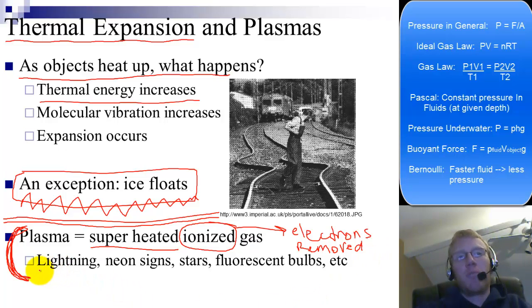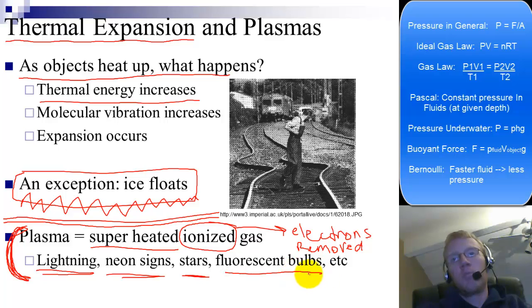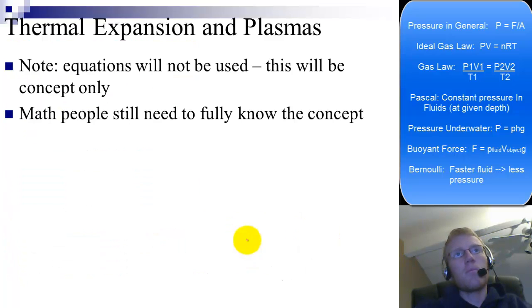So some examples of plasmas from daily life are lightning bolts, neon signs, stars, fluorescent bulbs, etc. So there are actually quite a few examples, and as you might imagine, all of these examples deal with something that is very, very hot. So plasmas only occur when you superheat something like a gas, and it causes it to ionize.